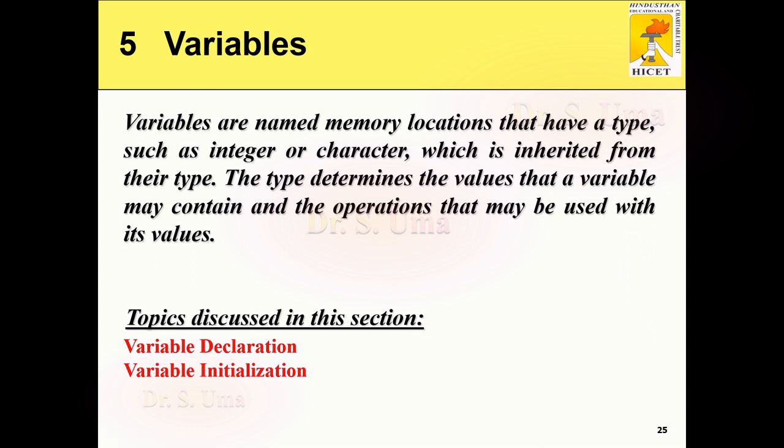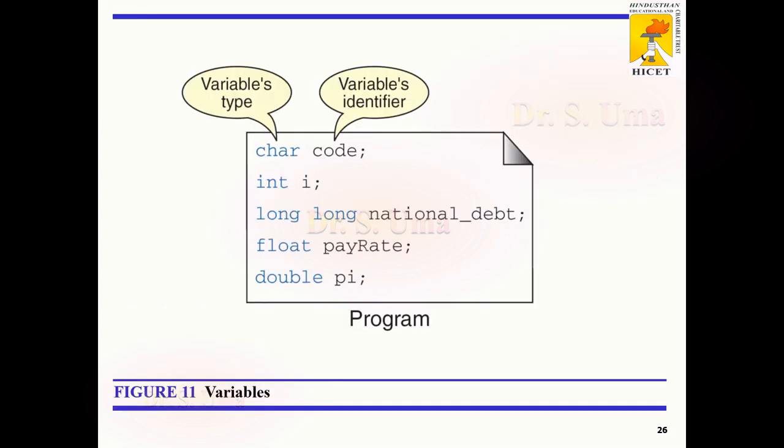Variables. Variables are named locations that have a type such as integer or character, which is inherited from their type. The type determines the value that a variable may contain and the operations that may be used with its values. The topics of discussion in this session are variable declaration and variable initialization. Let us see how variables could be declared in a C program. This is a simple program segment that has a declaration of different types of variables used in a C program. Here we have a character type variable, integer variable, long variable, floating point variable and double variable.